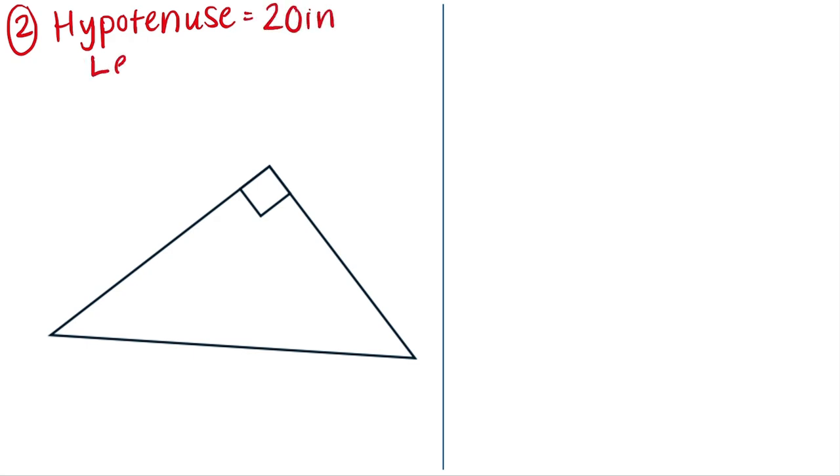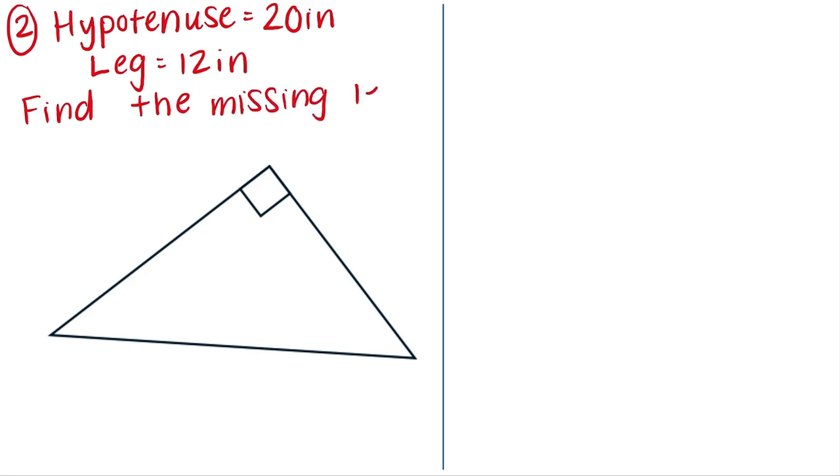My one leg is 12. Our goal is to find the missing leg. First, we'll label our triangle. So this triangle is kind of turned on its side. Still, the legs are the sides that make that 90-degree angle.